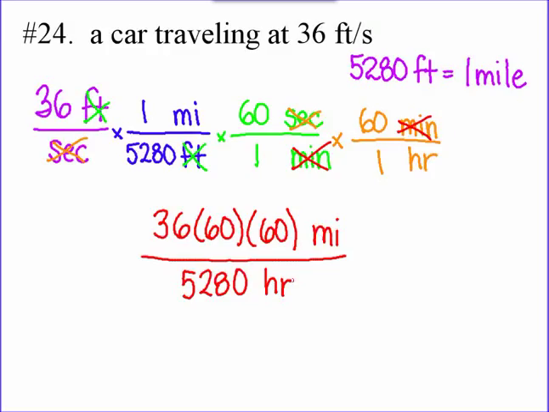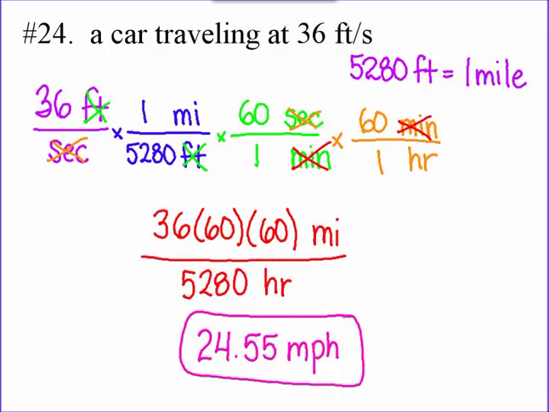So I need you on your calculator to go ahead: 36 times 60 divided by 5,280. What does it come out to be? 24 what? 24 miles an hour. So 24.55? To round it, yeah, 24.5454, which is 24.55. So there you go.